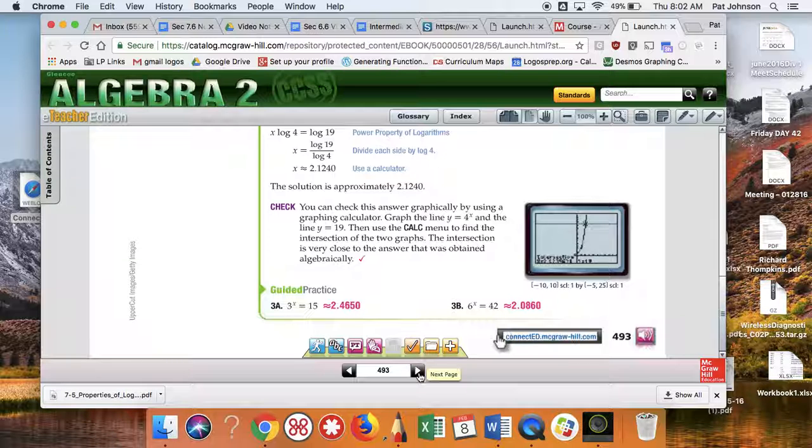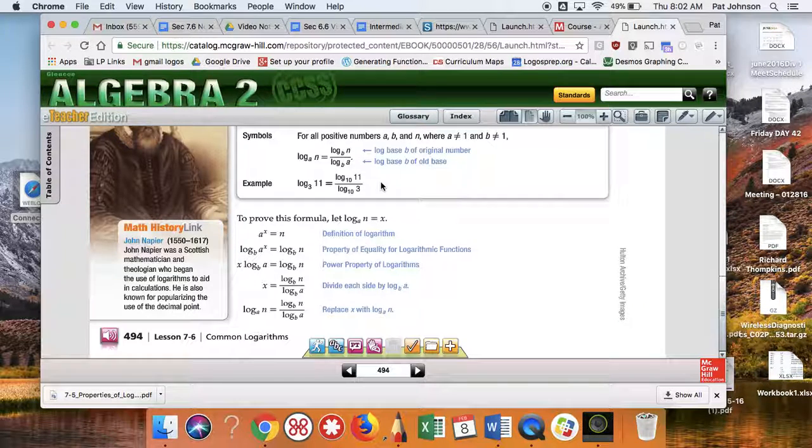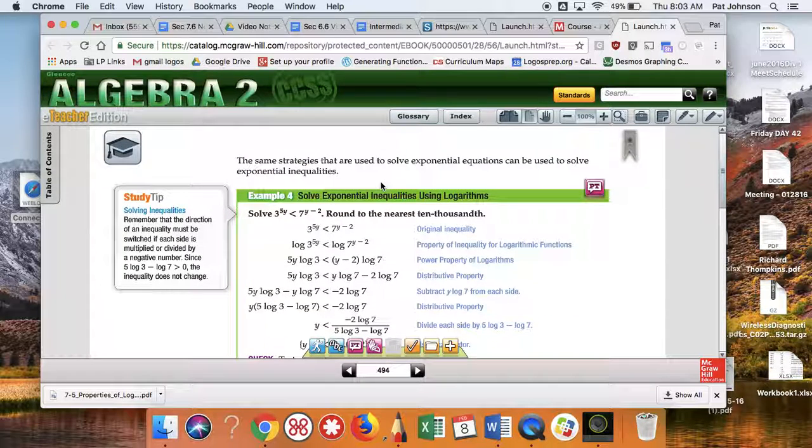Okay, so let's move on to what we call some strategies to help us solve exponential equations.